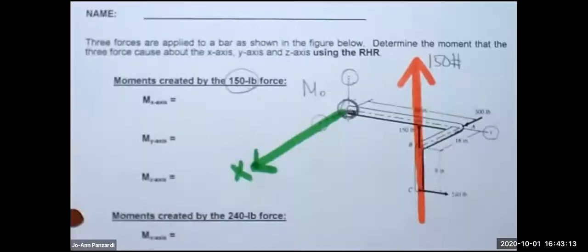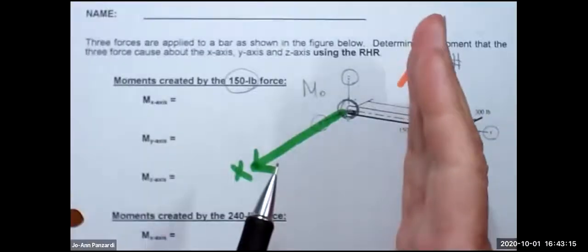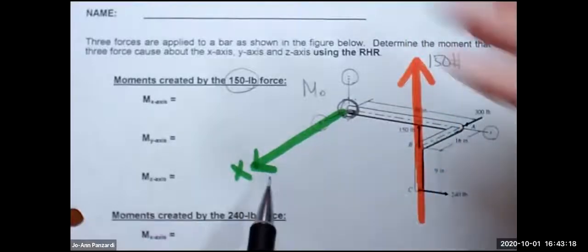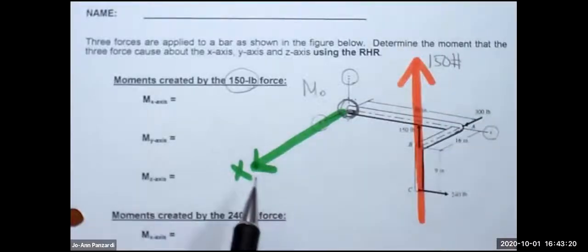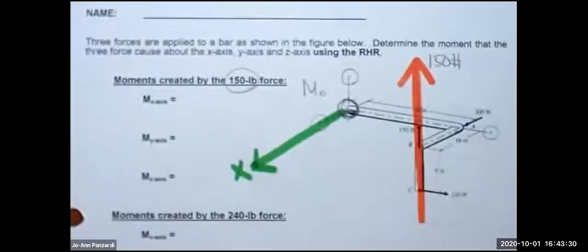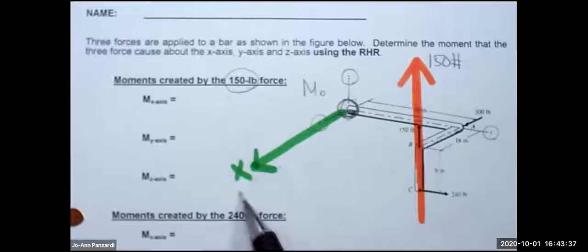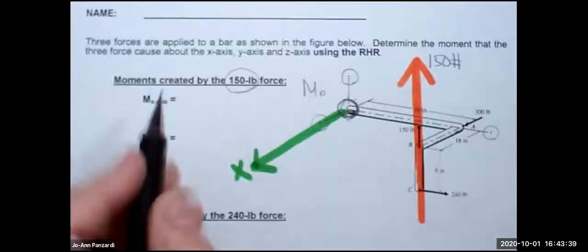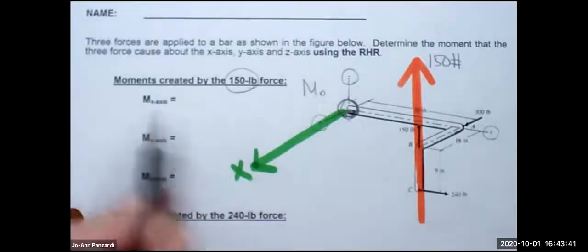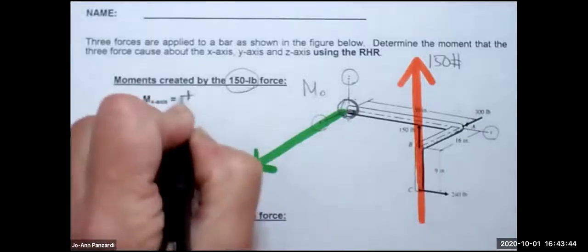Okay. All right. So Isaac, we're starting with you. You put your fingers in the direction of the 150 and you put your palm towards X. Do you get a positive or negative moment about X? That is going to be a positive. And how did you know it was positive? Which way was your thumb pointing? My thumb was pointed towards me. Right, it was pointed along the x-axis. So the moment about the x-axis we determine is positive.